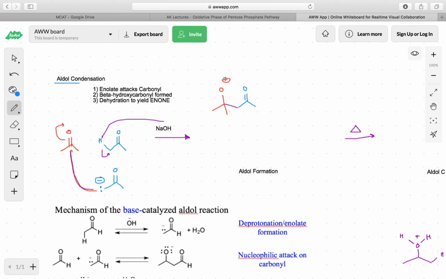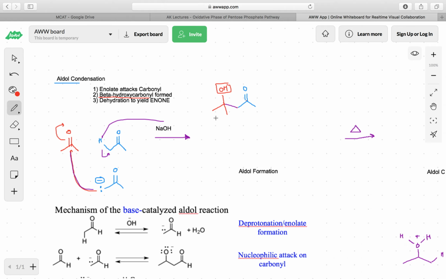So now we know that this negative charge can't stay there, so it's going to grab a proton from solution. So you're going to end up with this product right here, and what it's called is a beta hydroxy carbonyl. So we have a hydroxyl right over here, and we have a carbonyl group over here, and they're beta to each other because if we start from this carbon, this is the alpha carbon right next to it, and then this is the beta carbon. So this is the functional group you get from an aldol formation.